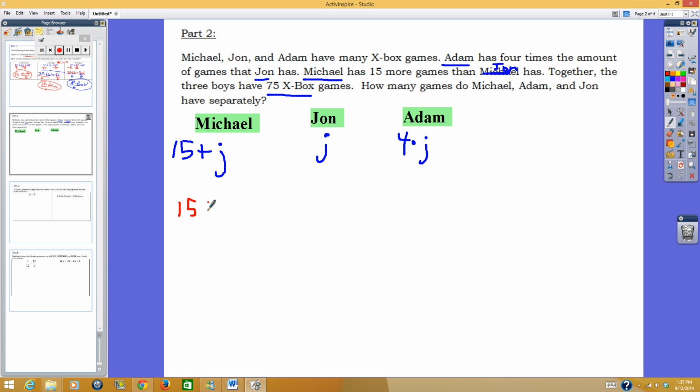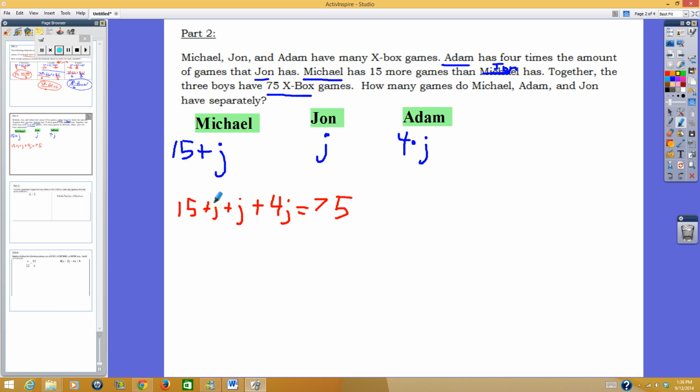Michael and John, right, J, and Adam all had 75 games. Okay. Before you even start solving it, let's see some things that look alike here. We've got a few J's, right?